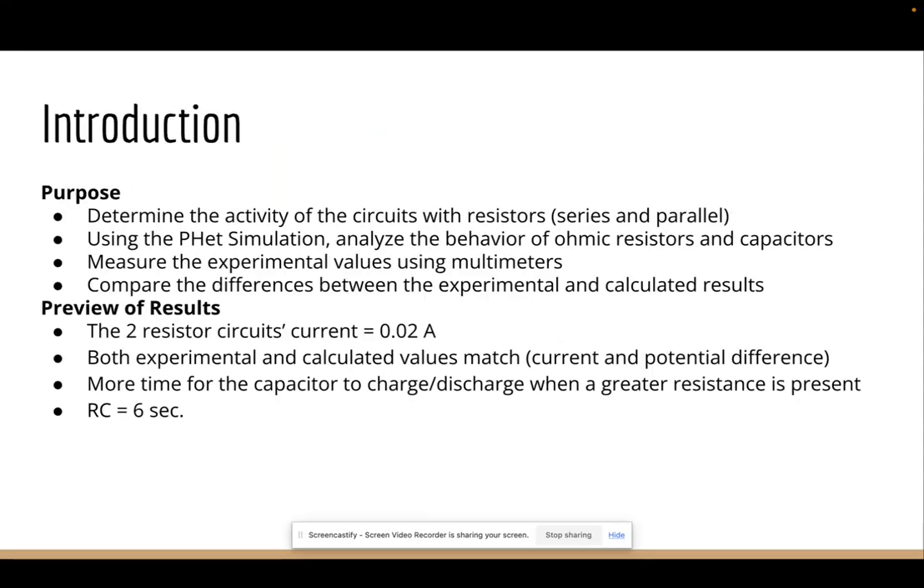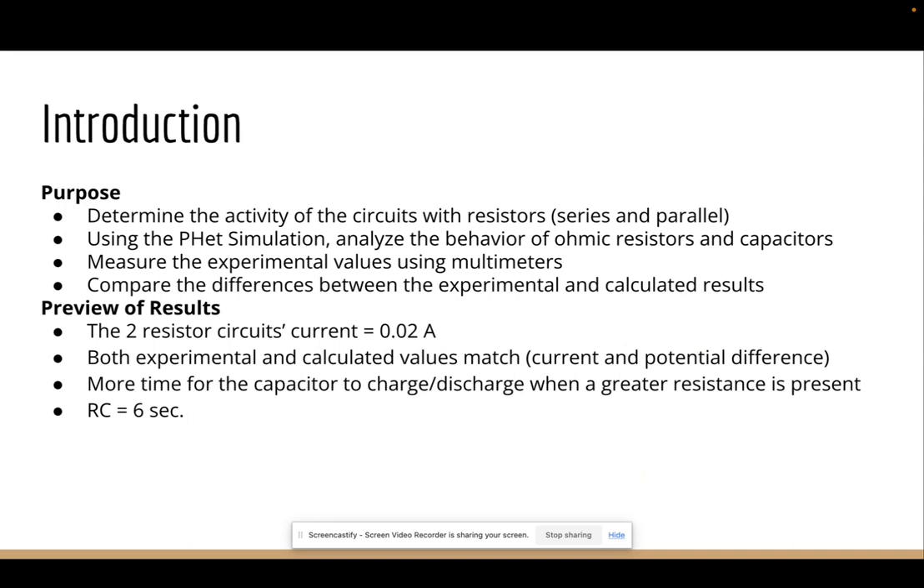Introduction. The purpose of this lab is to determine the activity of circuits with resistors, series and parallel, using the simulation website, analyze the behavior of ohmic resistors and capacitors, measure the experimental values using multimeters, and then finally compare the differences between the experimental and calculated results.